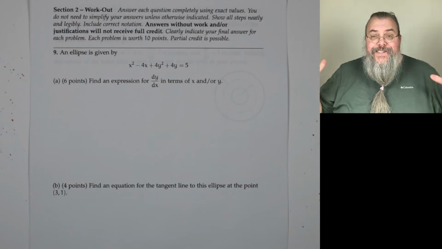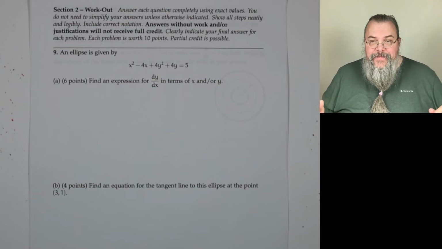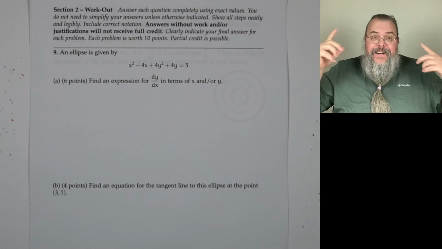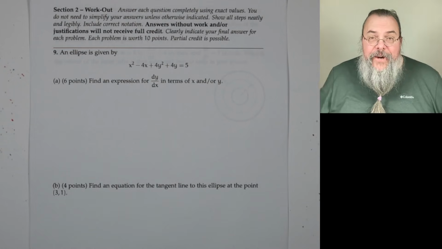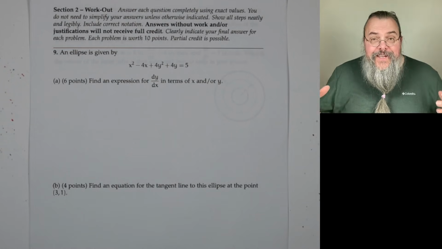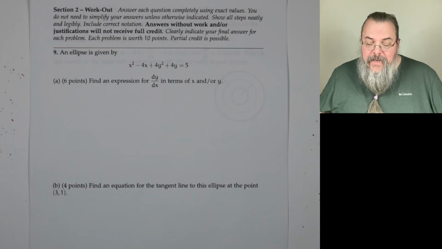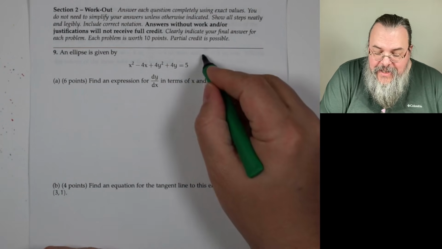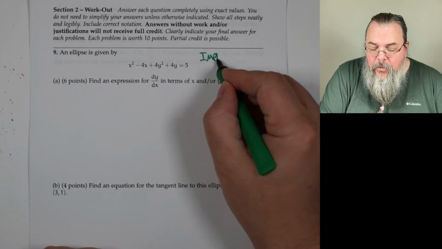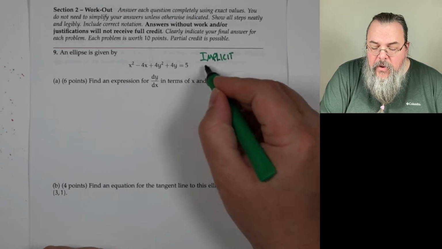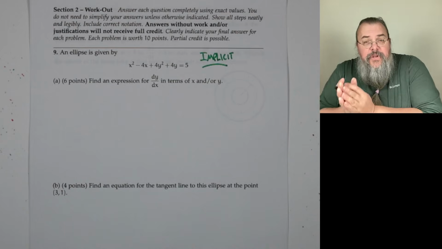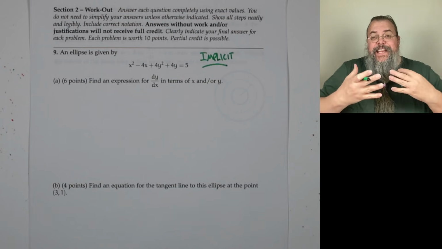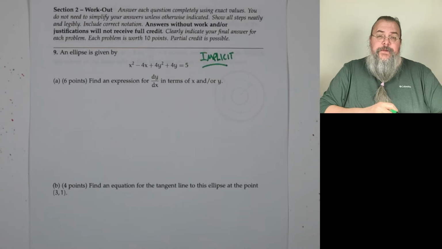Now, what setting are we in? Because oftentimes if we can figure out the right setting, then I have an idea of how to proceed. So what setting are we in? The answer is, this is implicit. Now, why do I say implicit? Well, because we don't explicitly have y in terms of x. We have a relationship between x and y.